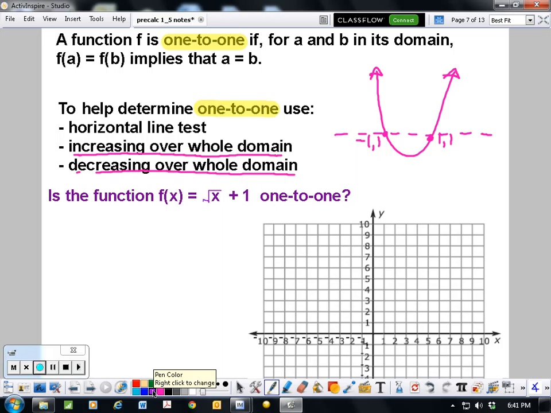So if we were to graph this, we could do a table, or we could plug this into our calculator to get an idea of what this looks like. We should also be able to use our transformations to know that this is a square root function moved up 1. So I can move it up 1, there's our 0, up 1 over 1, up 3 over 1, up 5 over 1. And using our horizontal line test, this would look like a one-to-one function.